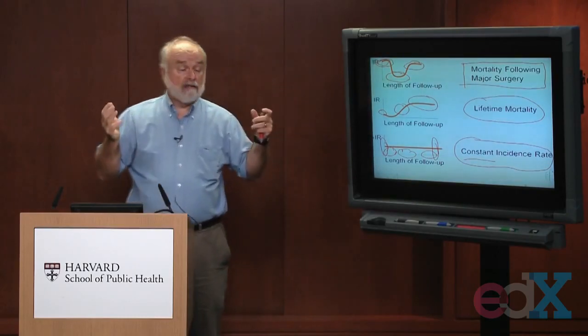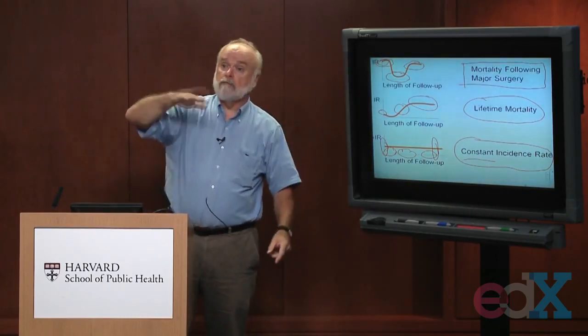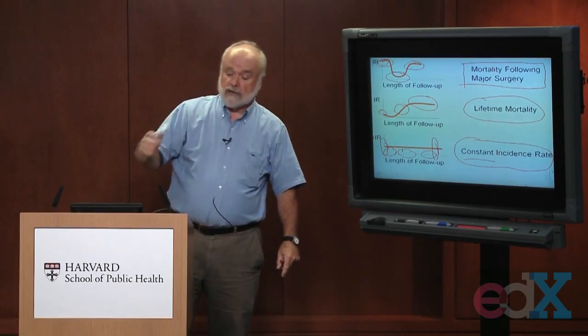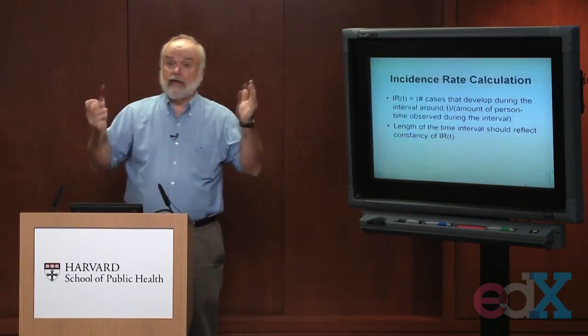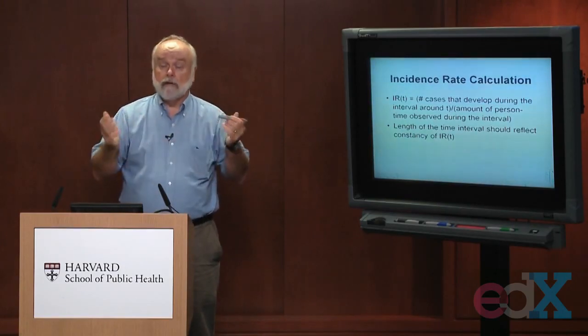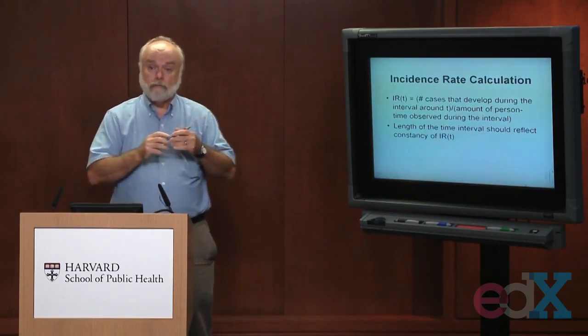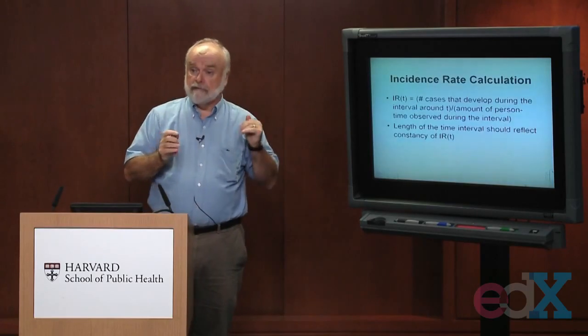It makes less sense when we have an incidence rate function that looks like a roller coaster. In that case, we're essentially coming up with an average. So how are we going to calculate incidence rates numerically? Well, it depends on whether we believe the incidence rate function is constant or not.